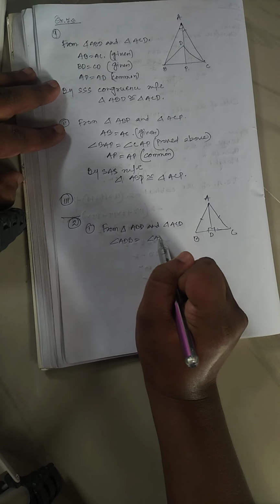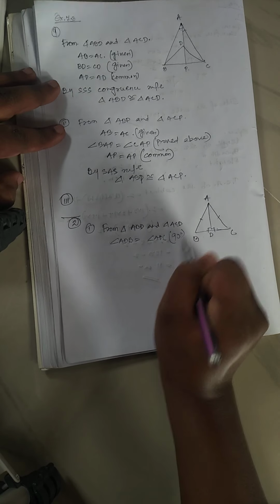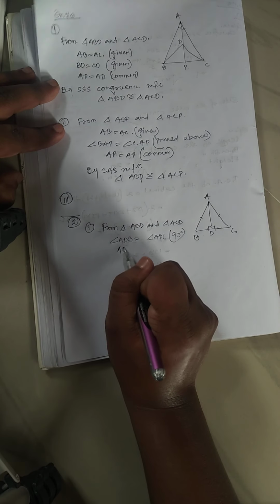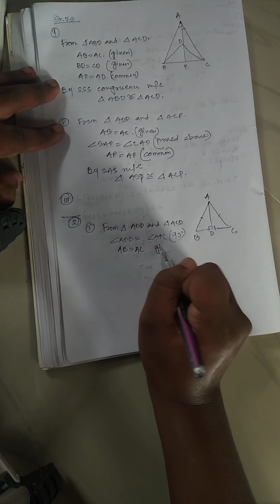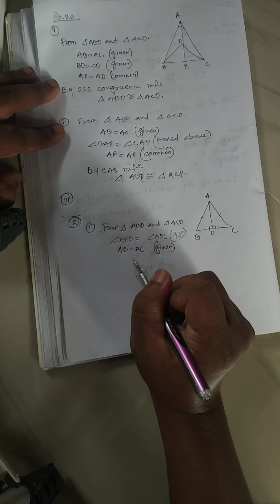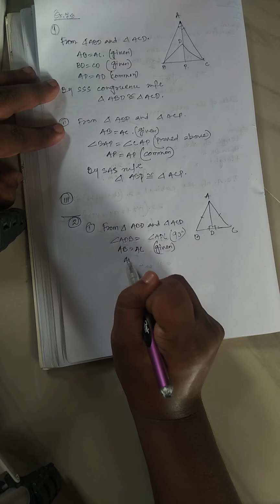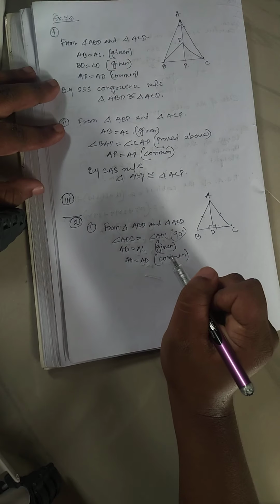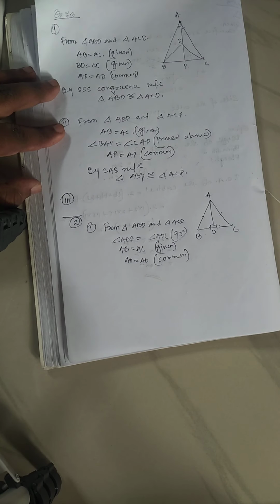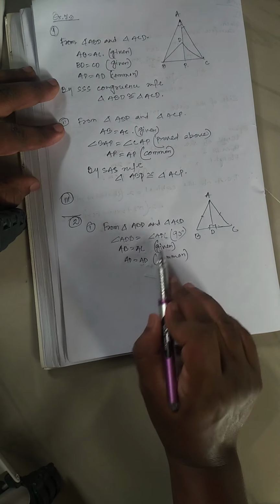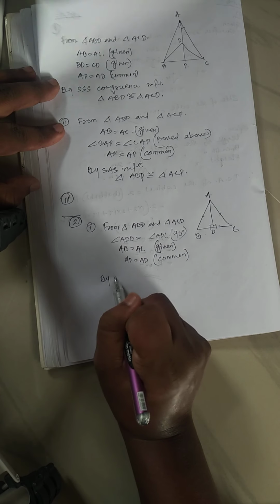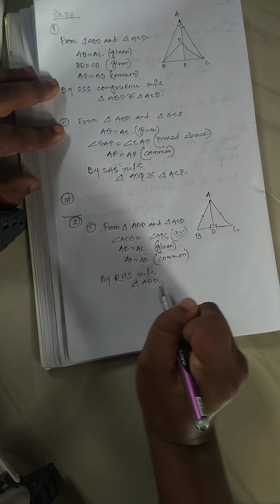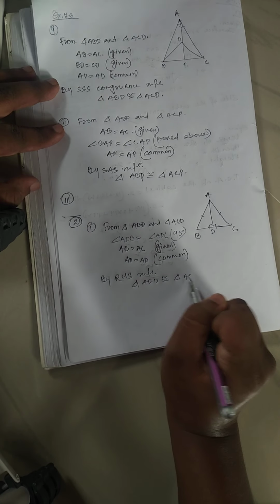So angle ADB equal to angle ADC, and the reason is 90 degrees. Next we can say AB equal to AC, given because this is an isosceles triangle. And the third one is AD equal to AD, common. So here by the right angle hypotenuse side, RHS rule, we can say that triangle ABD is congruent to triangle ACD.